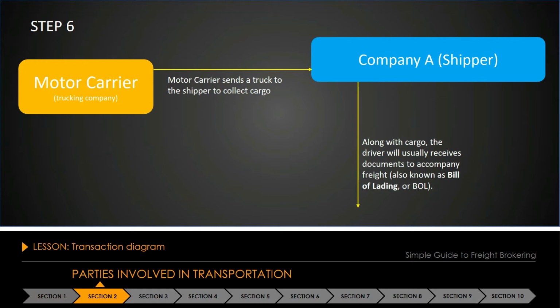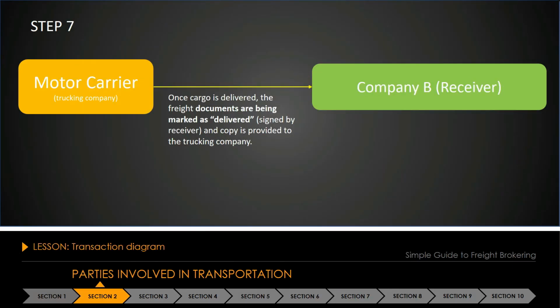Once the paperwork process is completed, the motor carrier sends a truck to the shipper to collect the cargo. Along with the cargo, the driver will usually receive documents to accompany the freight, also known as the bill of lading or BOL. Once the cargo is delivered, the freight documents are marked by the receiver as delivered and a copy is provided to the driver.